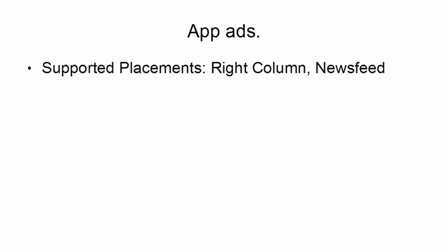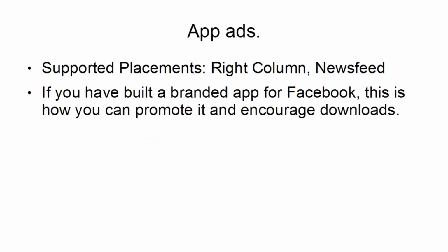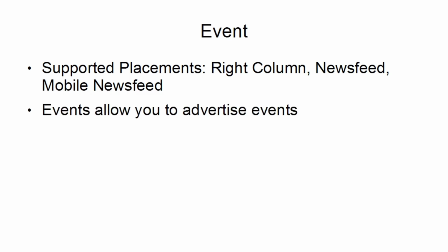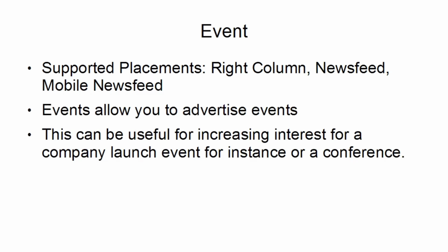Then there are app ads, and the supported placements are the right column and the newsfeed. And if you have built a branded app for Facebook, then this is how you can promote it and encourage downloads. Then there's an event ad. Now, these are in the right column, newsfeed, and mobile newsfeed. And they, as the name would imply, allow you to advertise events. And this can be useful for increasing interest for a company launch event, for instance, or a conference, or if you've got a bricks and mortar store and you're running a special event or a promotion, then you can use this to tell people about it.